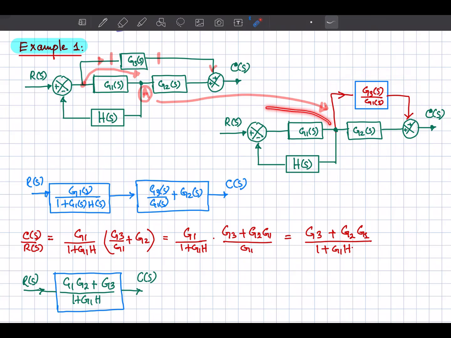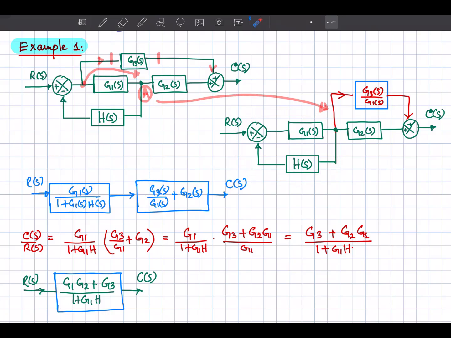And now if we look at this part, here we have the feedback. This is the feed forward path, and this one is the feedback path, right? And the total loop is from here to this one. So this is the negative feedback loop.